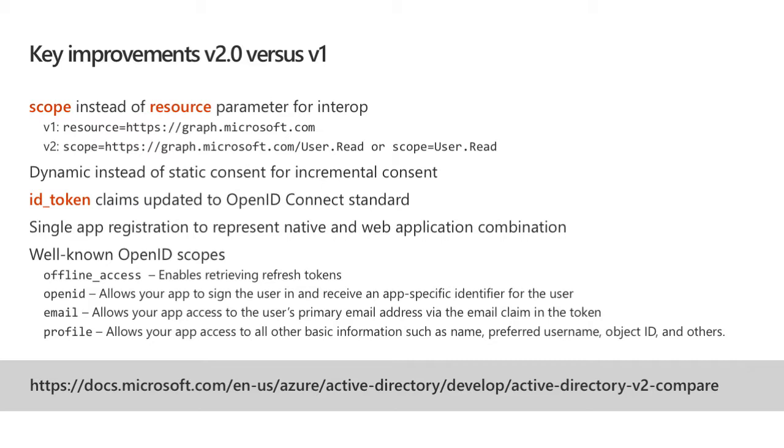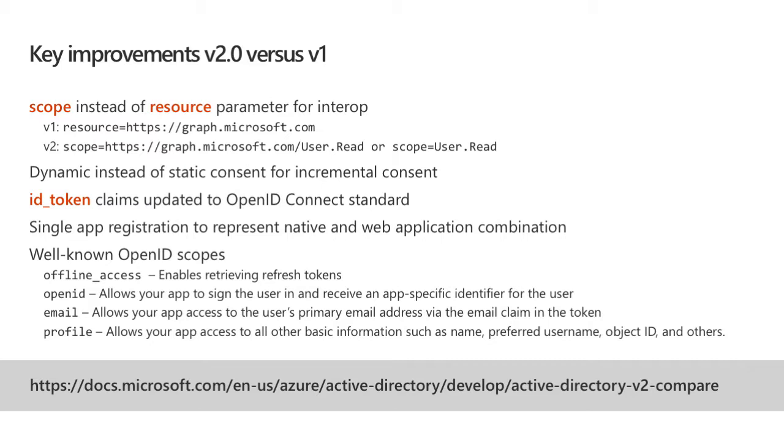The contents of an ID token have been changed in v2 to better conform to the OpenID Connect 1.0 specification, such as using the preferred username claim instead of something just called UPN, because UPN was more of a Microsoft-centric thing, and it wasn't as much of a standard.